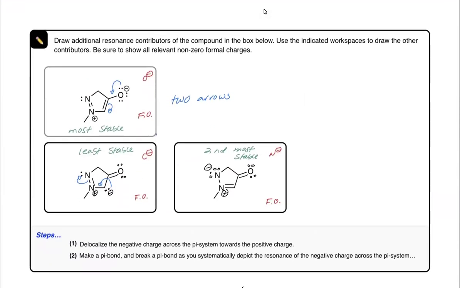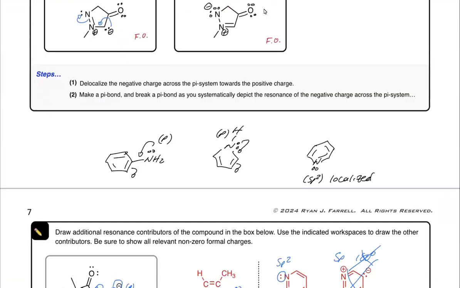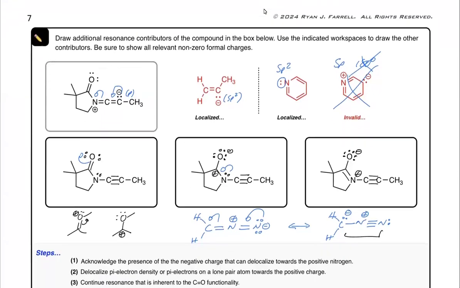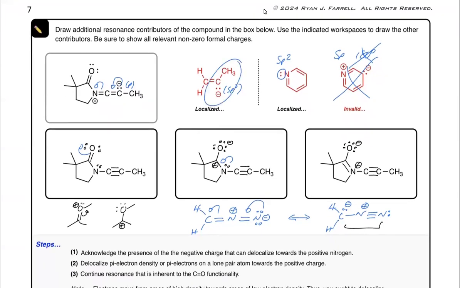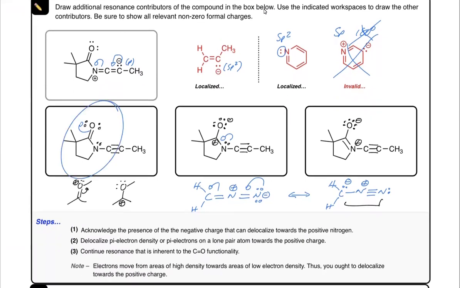Okay, here we were overall positive. We had a positive and a negative. We move the negative towards the positive. 2 arrows are required to go to the next contributor. We then detailed situations where lone pair atoms would have a pi bond already and when we would delocalize versus when we would not. And here we also illustrated how we could polarize a polarized pi system.